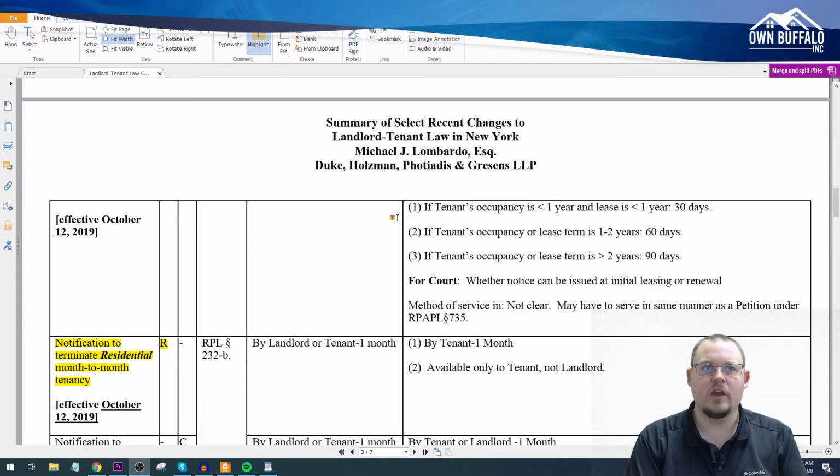So it's 30 days for under 1 year, 1 to 2 years tenancy is 60 days, and then over 2 years tenancy is 90 days. So that's definitely a change from our 30 days that we were able to use previously.